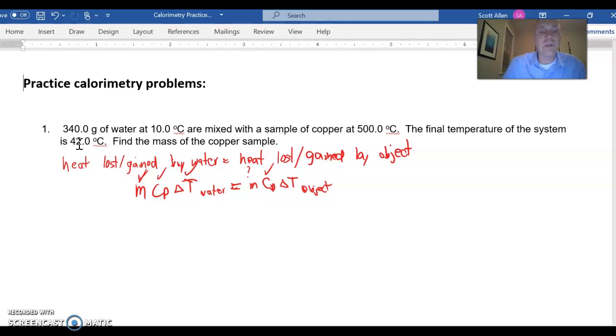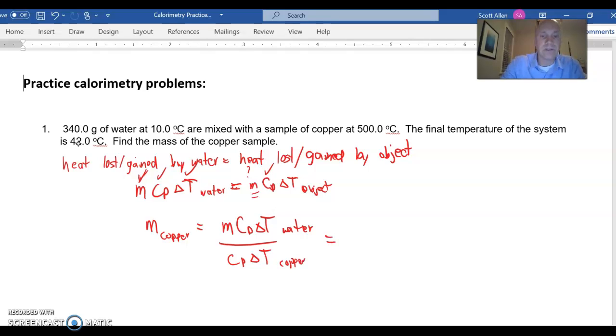So let's rearrange this equation for the thing that we don't know, which is going to be the mass of the copper. I'm going to put the mass of the copper on this side, and it's going to equal the mCp delta T of the water over top of the Cp delta T of the copper.